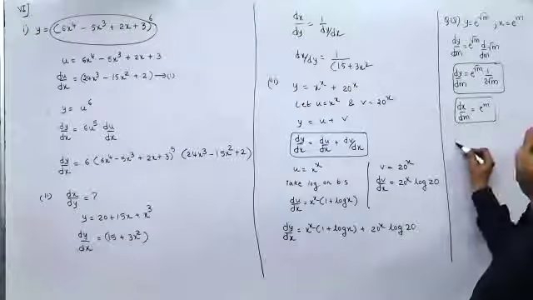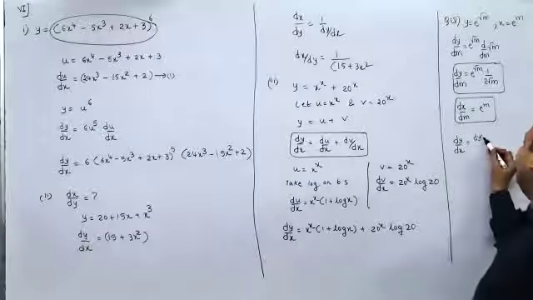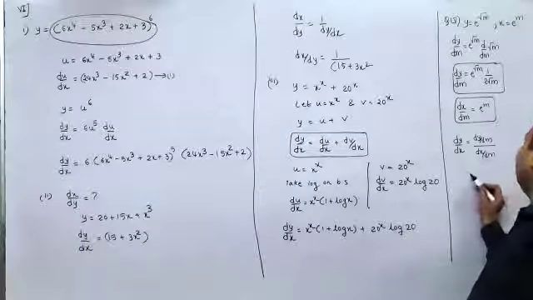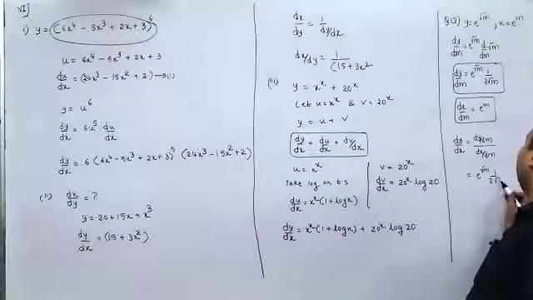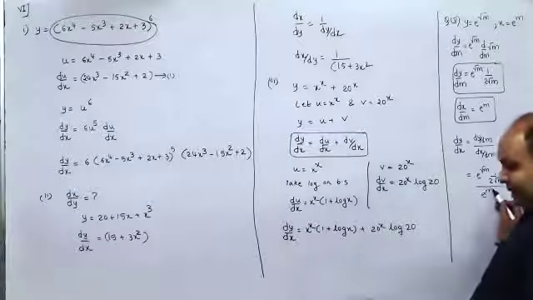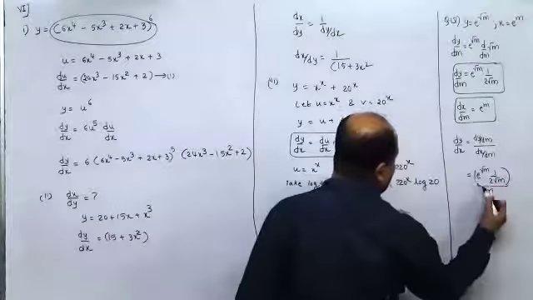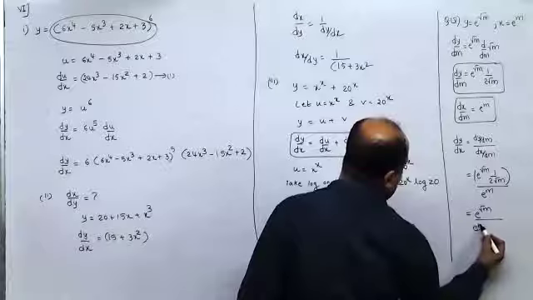Dy by dx is equal to dy by dm upon dx by dm. So you get e raised to root m into 1 upon 2 root m, upon e raised to m. And therefore, numerator upon denominator is numerator into reciprocal of denominator.